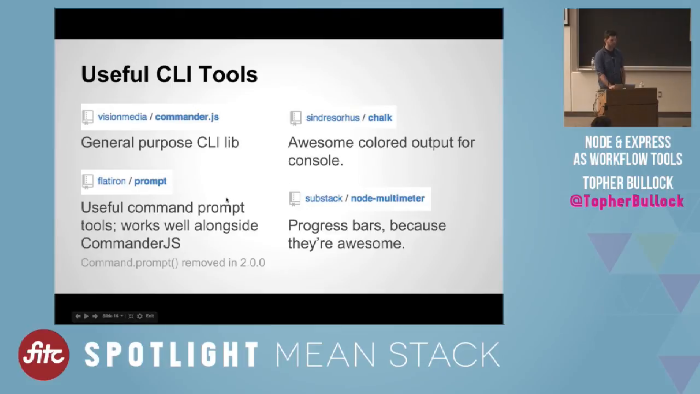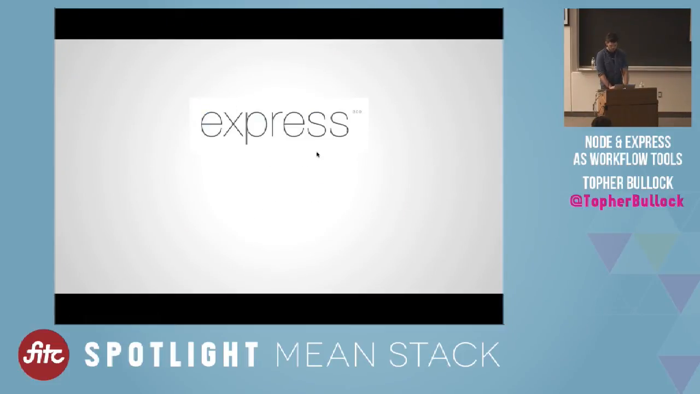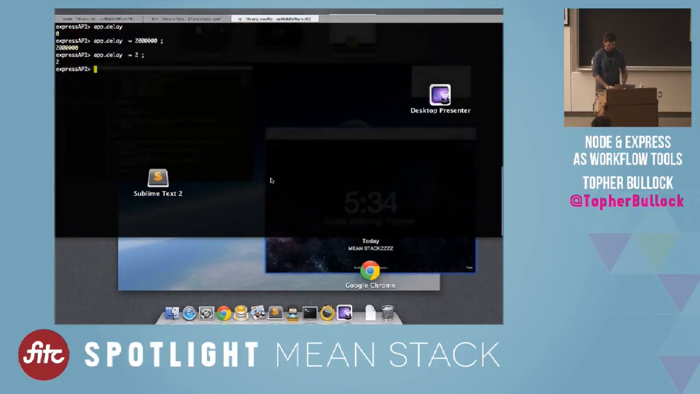And prompt is just giving people prompts. So if you want to prompt a user to enter some variable, you can just prompt them for that. Chalk gives you some cool colored output, and progress bars using Node Multimeter because progress bars are awesome. So a little bit of a demo of how you can use all of these tools together.